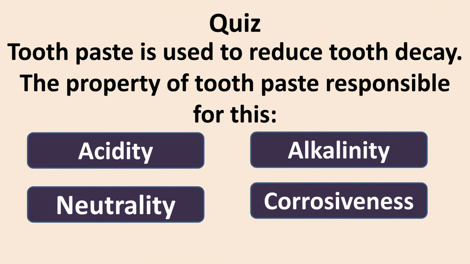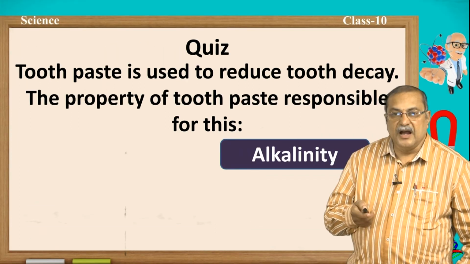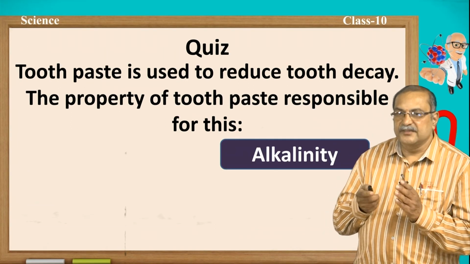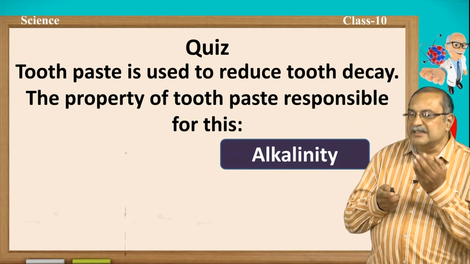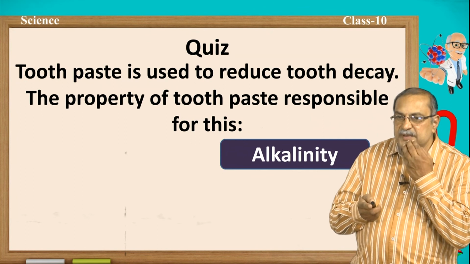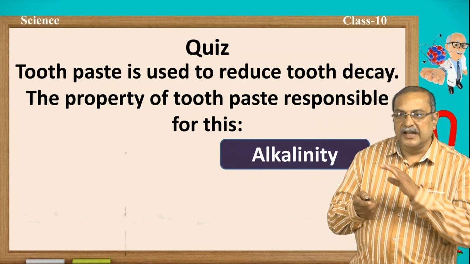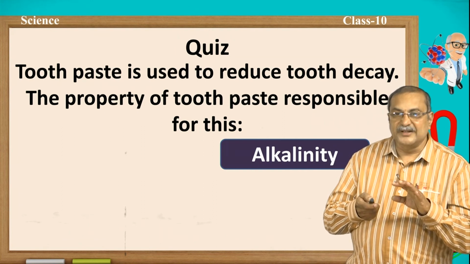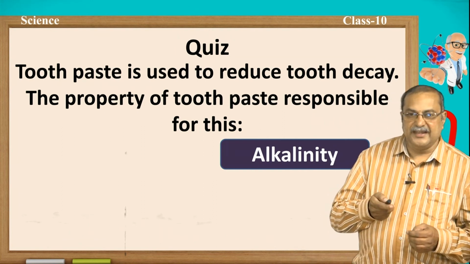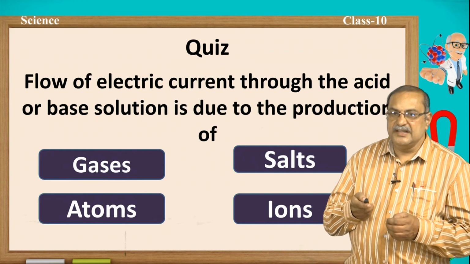Next one, toothpaste is used to reduce tooth decay. The property of toothpaste responsible for this is: acidity, alkalinity, neutrality, corrosiveness. These are the options. Which is the correct answer? Think. Alkalinity. Alkalinity means nothing but base, basicity. This base will act on the acid present in the mouth and it will be neutralized. So, that property we are utilizing to avoid tooth decay. Clear now? Next we go for another piece.